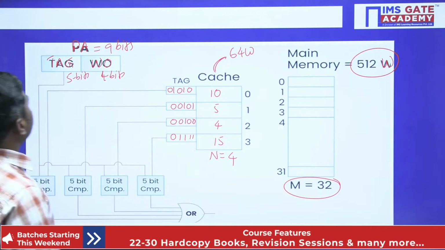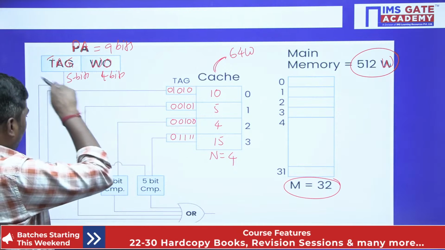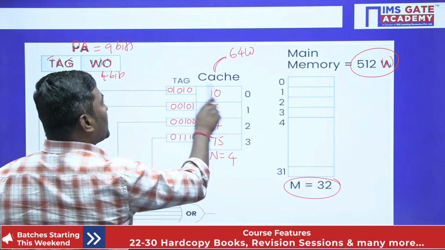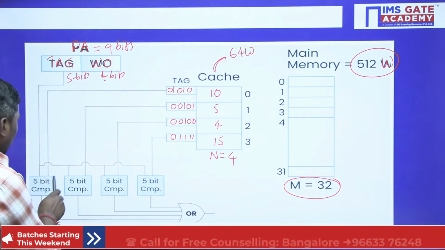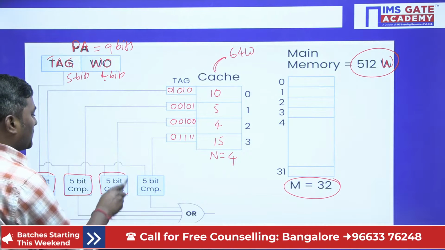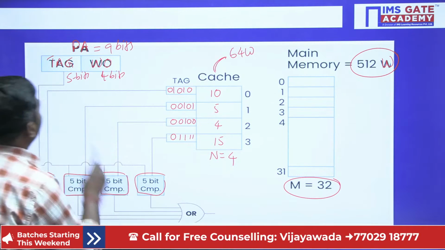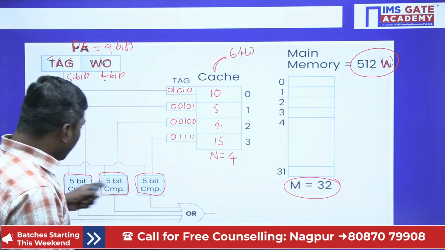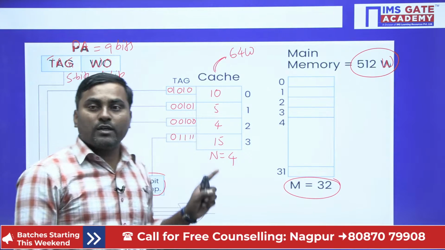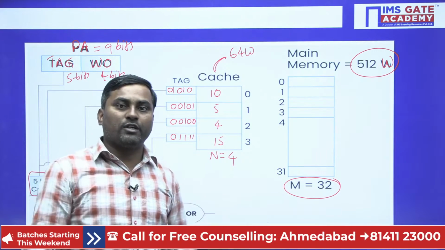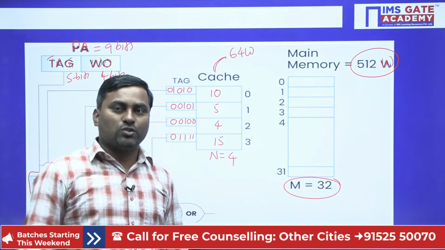Now, as I said, you first take the tag bits. The tag bits of the physical address need to be compared with every tag in the cache memory. That is why I place comparators. Why is a 5-bit comparator required? Because the tag bits are 5. How many comparators did I place? 4, because there are 4 cache blocks. We have to search every cache block because we don't know where we kept it. Every block needs to be searched.